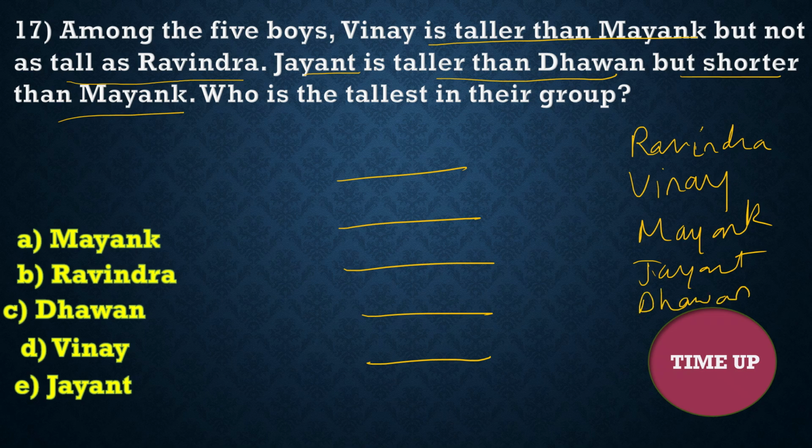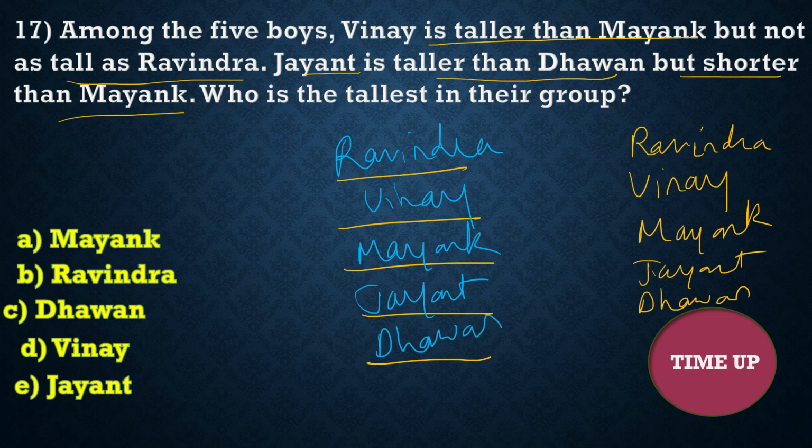Place them here. Ravindra will be here. Correct? Next, Vinay will be here. Mayank will be here. Jayant will be here. And Dhawan will be here. So this will be the final arrangement. Who is the tallest in their group? Ravindra is the tallest. So correct answer is option B.